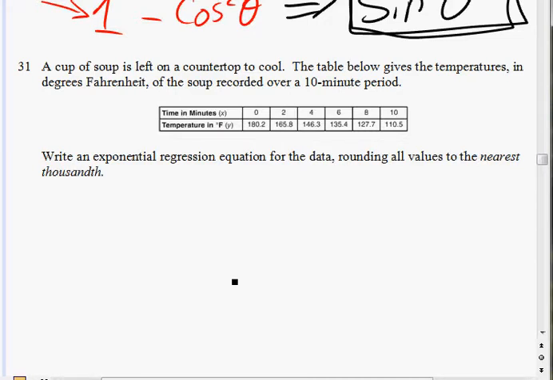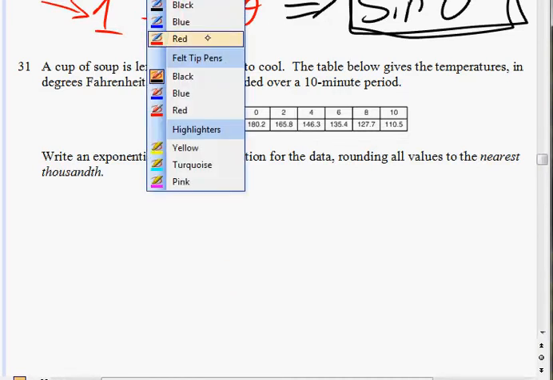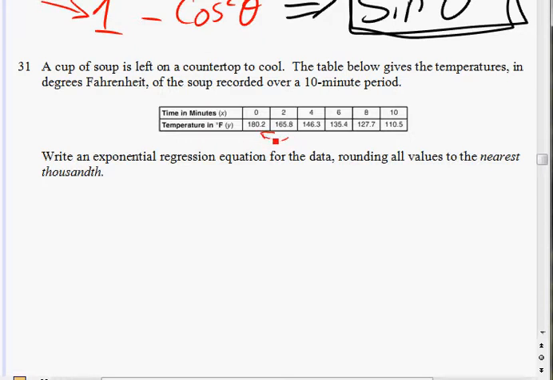Alright, question 31. A cup of soup is left on a countertop to cool. The table below gives the temperature in degrees Fahrenheit of the soup recorded over a 10-minute period, right? So pretty much, you have a hot cup of soup, right? It's really, really hot, right? So the starting temperature is extremely hot, 180 degrees Fahrenheit. And over 2 minutes, it gets a little lower to 165. Right, 4 minutes even lower, and after 10 minutes it goes down to 110 degrees, right?